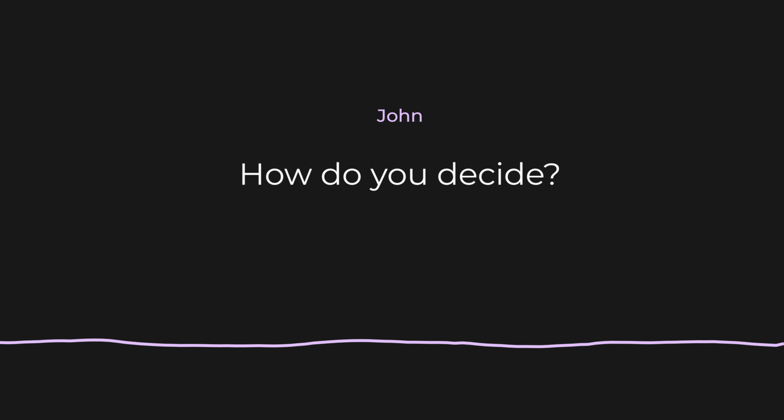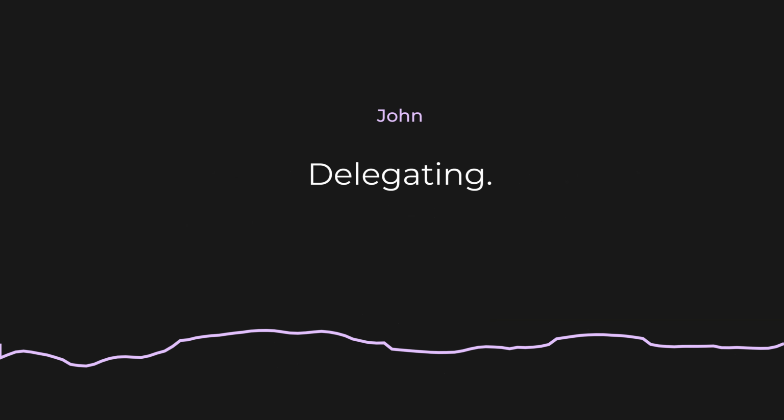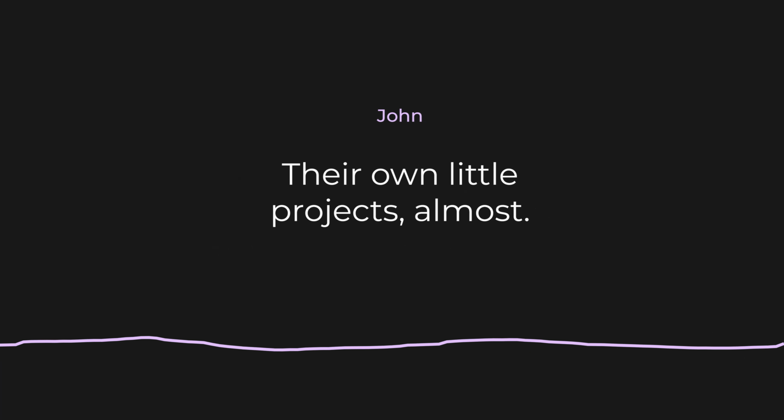And even within those 3 levels, Ramzi's big on choosing between subtasks and checklists strategically. Okay. How do you decide? Subtasks are great when you're giving work to someone else. Delegating. Yeah. Especially when those tasks have their own deadlines and stuff. Their own little projects almost.